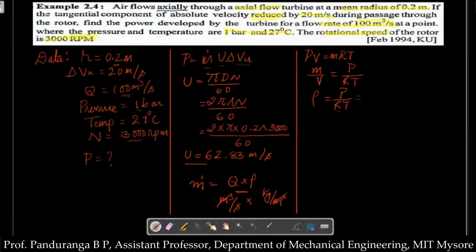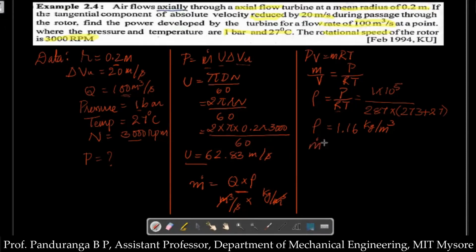To substitute the values here, pressure is 1 bar, which is nothing but 1 into 10 to the power of 5 pascals or Newton per meter square, divided by 287 multiplied by temperature in Kelvin. So it is 273 plus 27, or you can write it as 300 Kelvin. So from this, find out the density. It is 1.16 kg per meter cube.